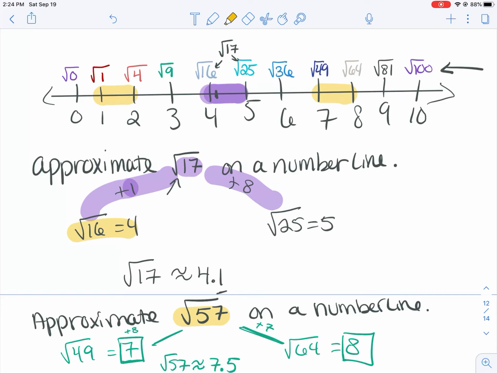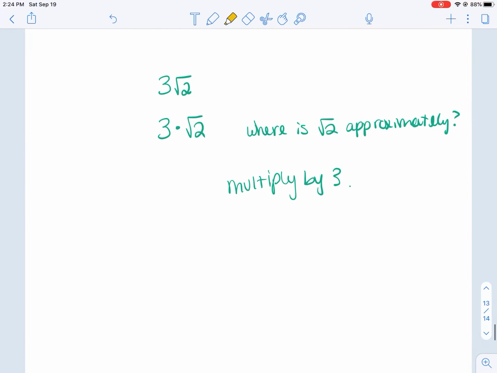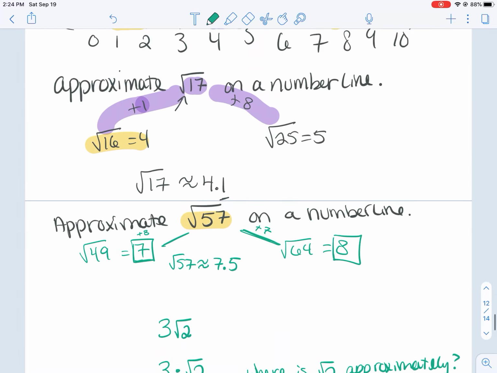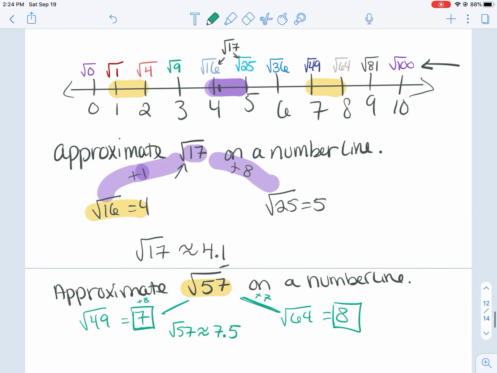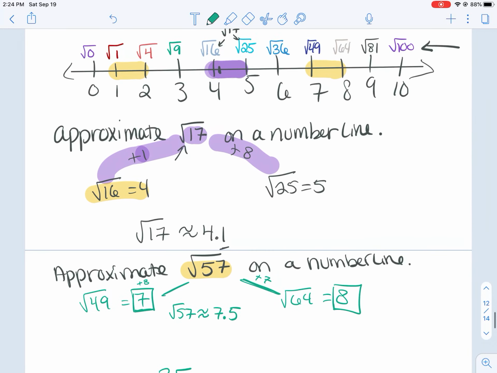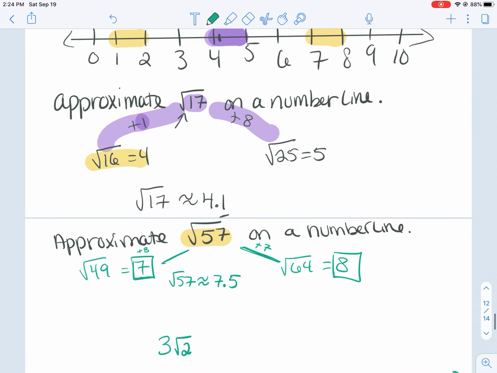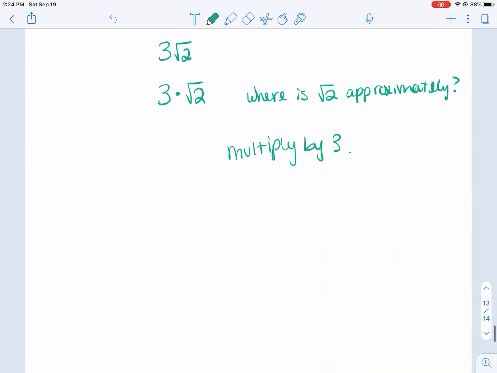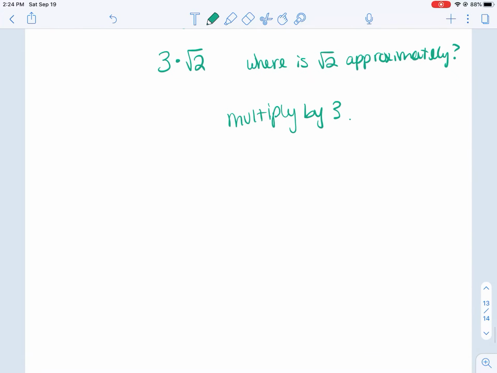It's closer to 1 than it is to 4, so maybe 1 point, let's say... But there's not a lot of value between 1 and 4. There's only 3 numbers there. So it's going to be probably close to half, but not quite all the way. So I'm going to estimate the square root of 2 is about 1.3, 1.4.